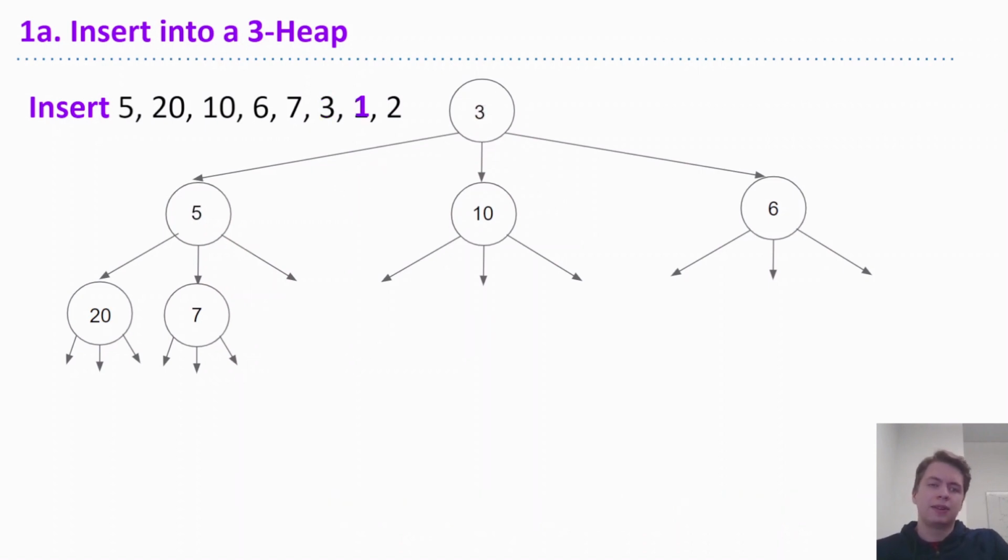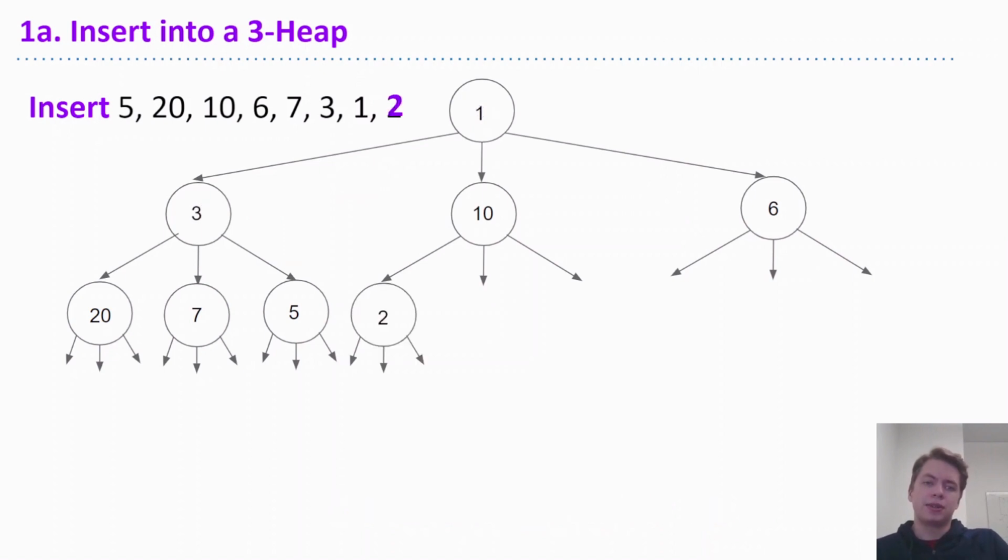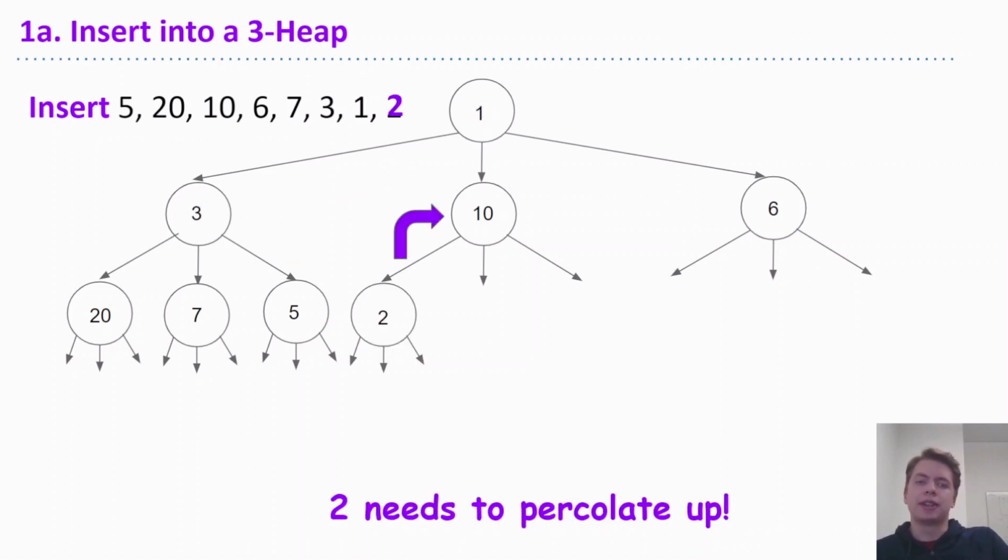Great. Now if we were to insert 1, we would have to perform the same two operations that we just did with 3, because 1 is less than both of its ancestor nodes. And finally, if we were to insert 2, we'd only have to percolate up once, because 1 is less than 2.